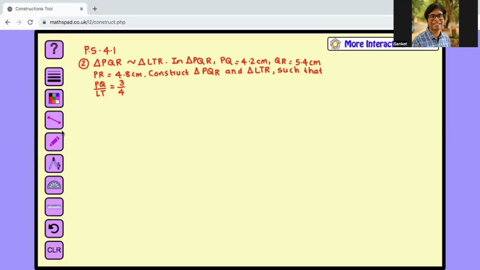Hello everyone. So today we are going to learn to construct similar triangles. We are doing practice set 4.1 second problem. Triangle PQR is similar to triangle LTR.